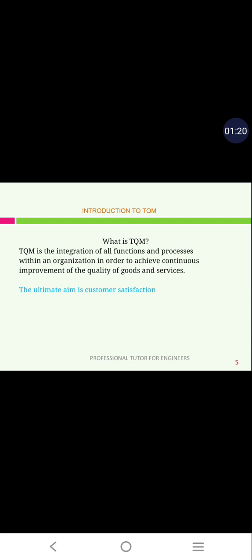First we will go to the introduction to TQM. What do you mean by TQM? TQM is nothing but total quality management. In my previous sessions I have also covered the basic things. Now we will go to the detailed definitions of TQM. So what is TQM? TQM is the integration of all functions and processes within an organization in order to achieve continuous improvement of the quality of goods and services.